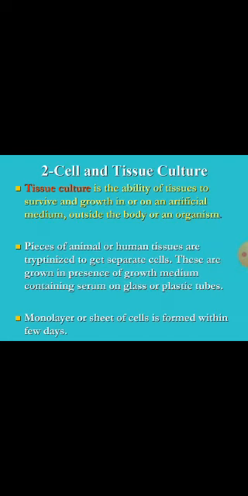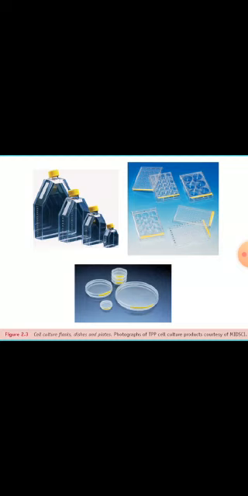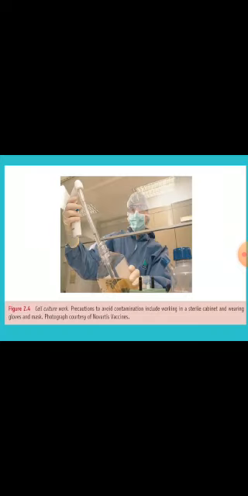Cell and tissue culture. Here, pieces of animal or human tissue are trypsinized to get separate cells. These cells can grow in the presence of growth media containing serum in a special type of flasks or petri dishes, special for tissue culture. This technique requires great precautions to avoid contamination, including working sterile, capping, and sterilization of everything: gloves, the mask, and everything in the surroundings.